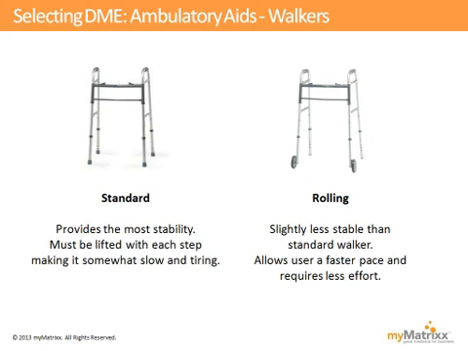Walkers, standard and rolling, provide stability. For the standard walker, you have to lift it each time you move forward with that walker. So the patient has to have some level of upper body strength to lift that walker. Both of these walkers do fold. The rolling walker simply rolls forward. There's no need to lift it. The patient's able to move faster and it requires less effort.